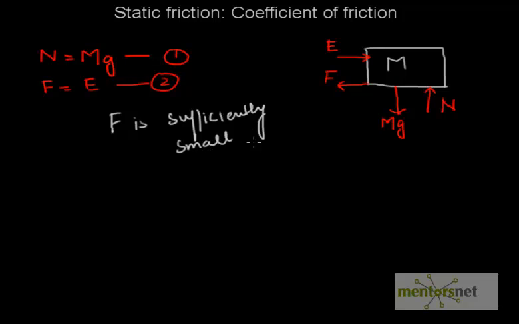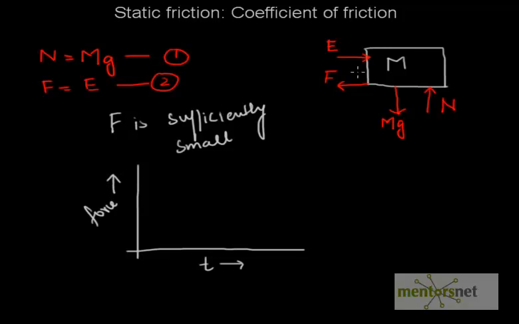Now, to understand what "F is sufficiently small" means, we can create a thought experiment. What we'll do over here is we'll have a graph with time as one axis and force as another axis, and the person who's pushing this block will increase the force with which he or she is pushing the block, let's say linearly. So linearly with time, the effort E is being increased, and we will measure the friction force that is being generated, and we'll plot it on the same graph.